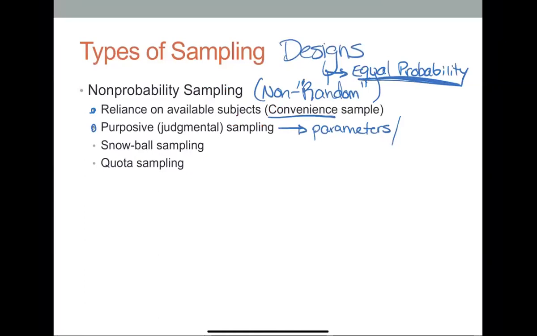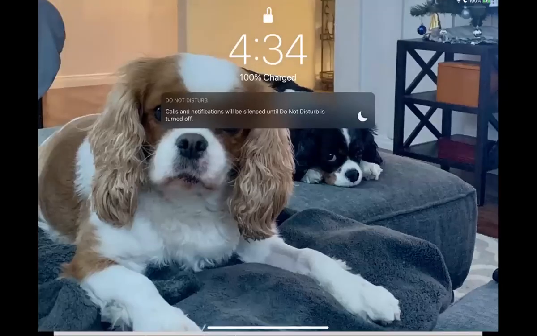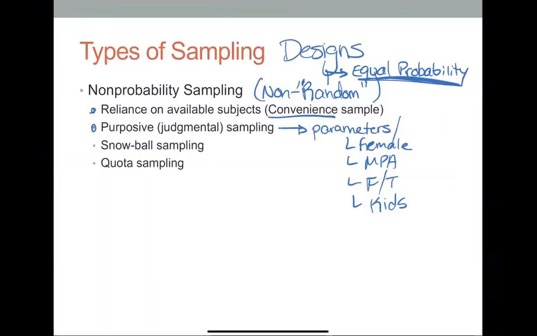That's an example of a purposive or judgmental sample, because we set these parameters: people must be female, an MPA student, work full time, and have kids. We set these parameters, and then we use this convenience approach. What you'll see is that a lot of these can be intermixed, so you might have multiple approaches to sampling.